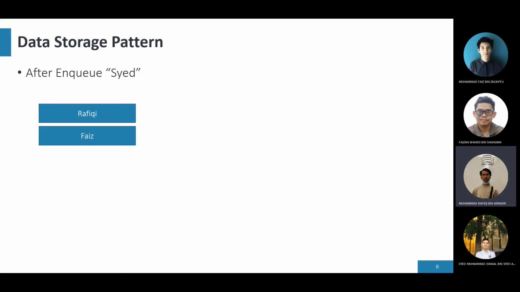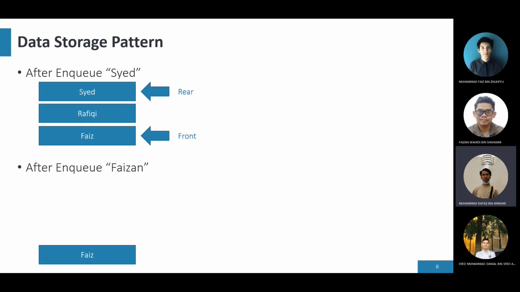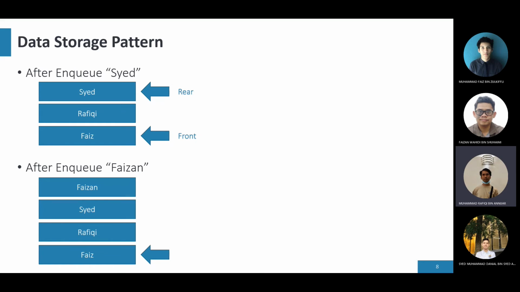After we input the third input, which is Syed, Faiz will be front and Syed will be rear. And then after we input Faizan, Faiz will be at the bottom and Faizan will be at the top.